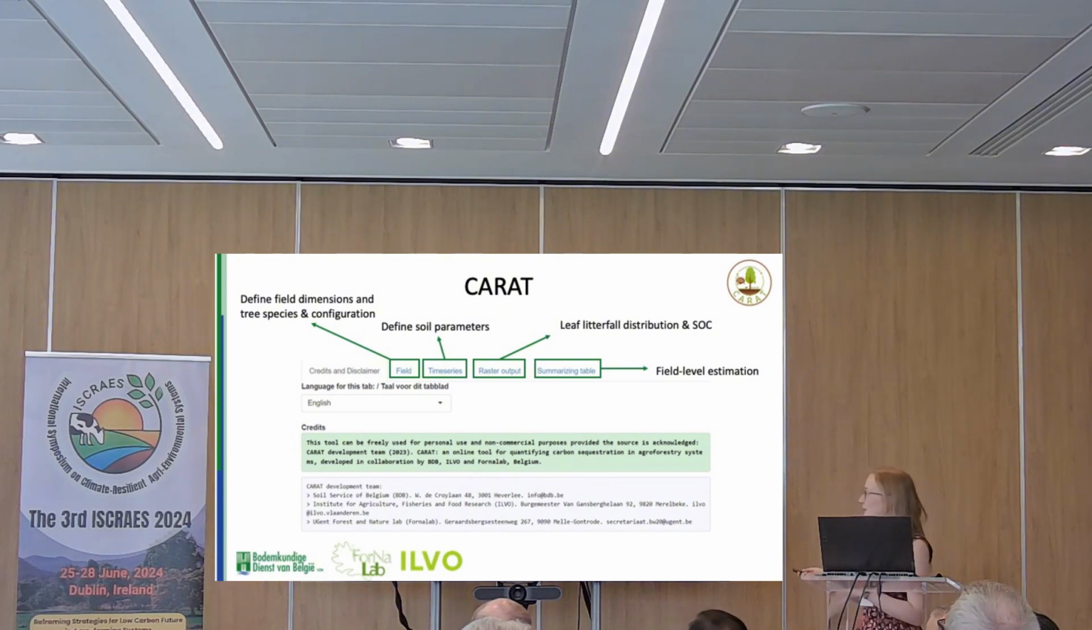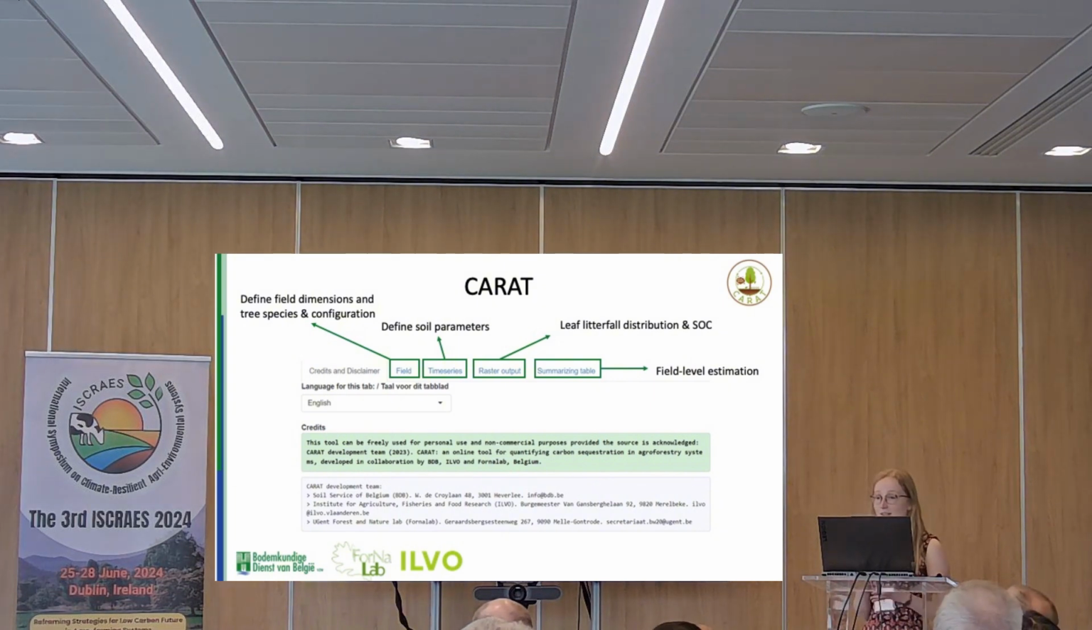So this is the homepage of the tool that you will see. It has 4 different tabs, 2 where you will have to give some input from data that you collected yourself, and then 2 other tabs will give you the output of all the calculations. The first tab, the field, is where you will define your field dimensions, the tree species, and the configuration of your trees in your field.